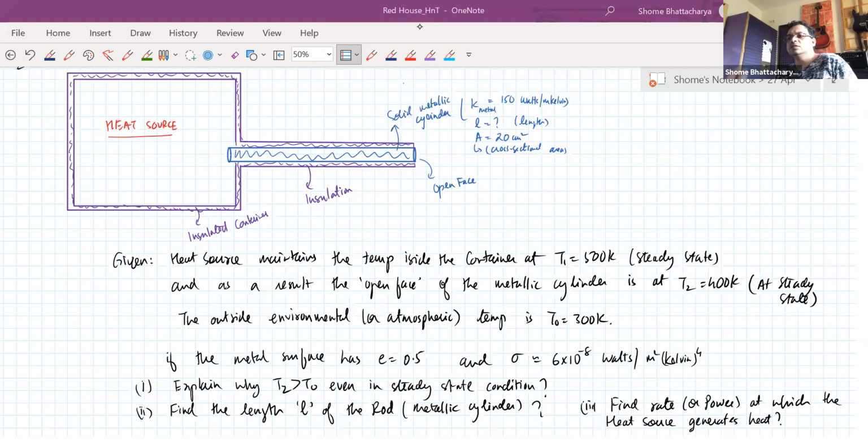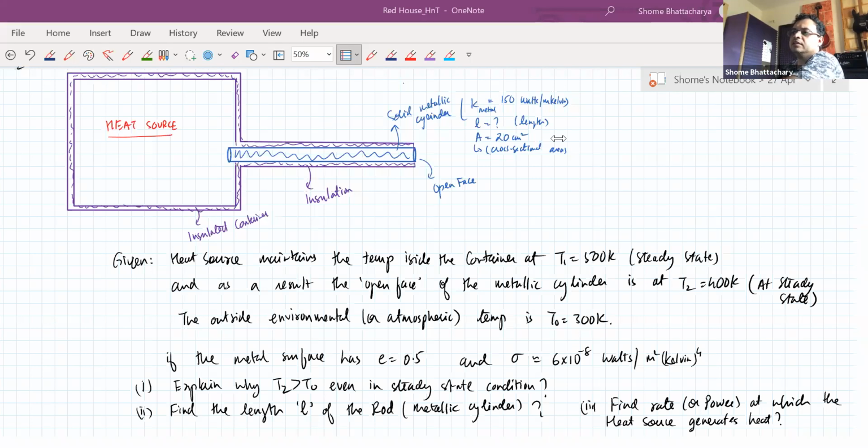Yeah. So that's correct, Nikita. Aman, that's correct. Okay. So both of you have understood, I hope, how it is possible that at steady state, the temperature of the open face of the rod, which is in contact with atmospheric air, is not at the same temperature as the air. It's at a higher temperature. How come that's happening? Because from there, the heat is radiating out.